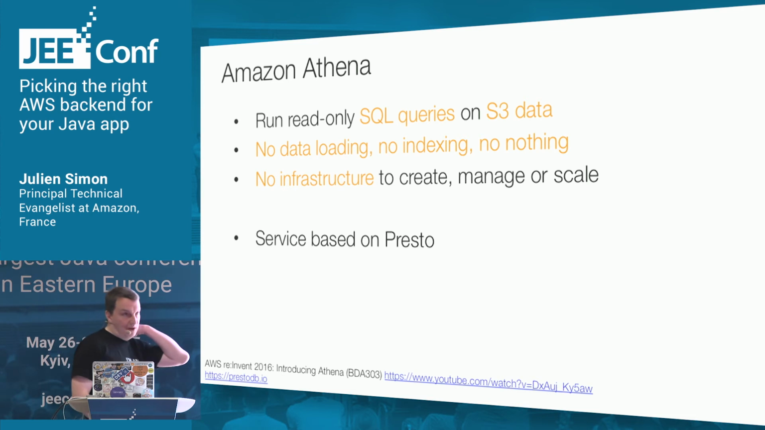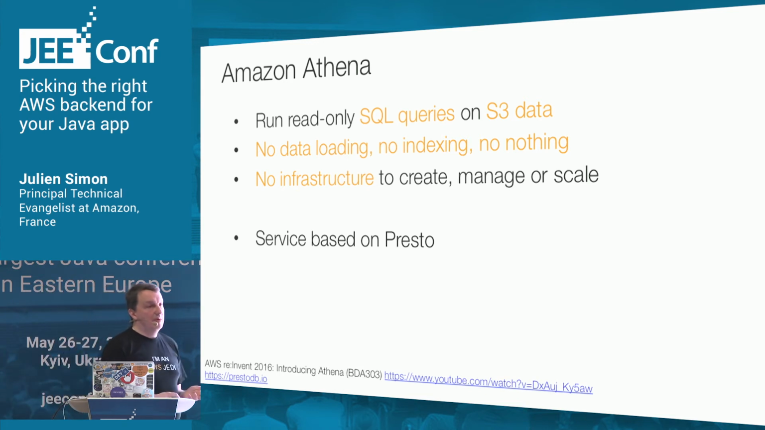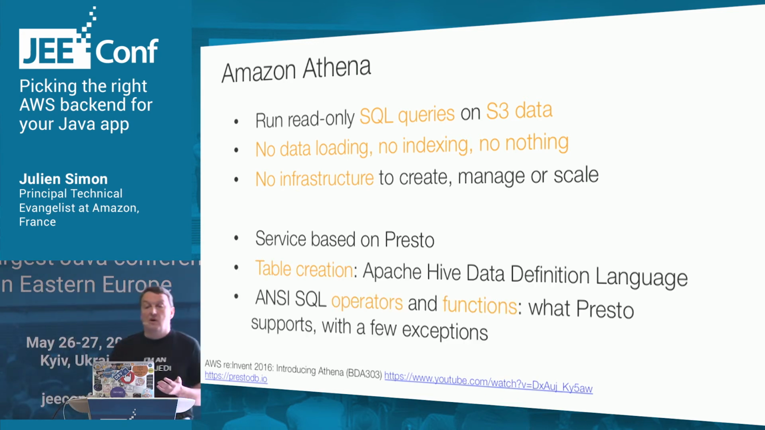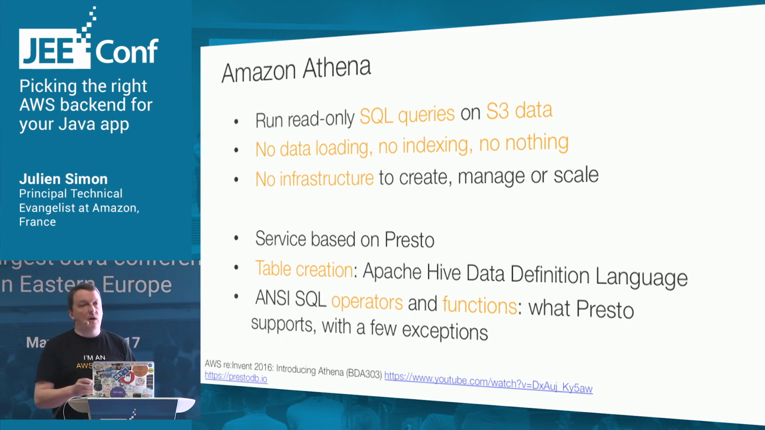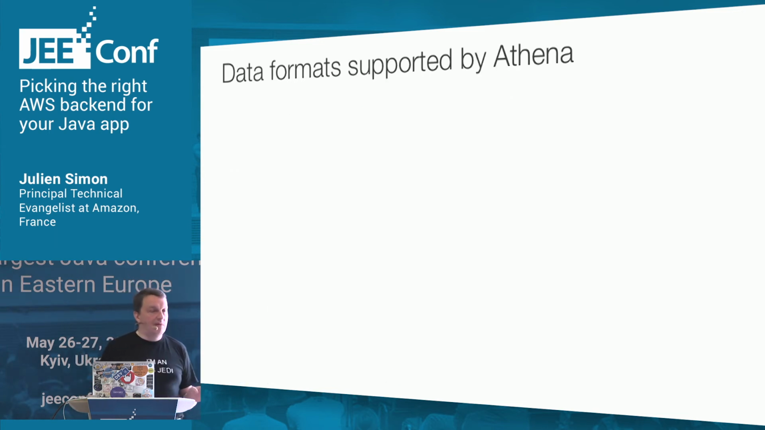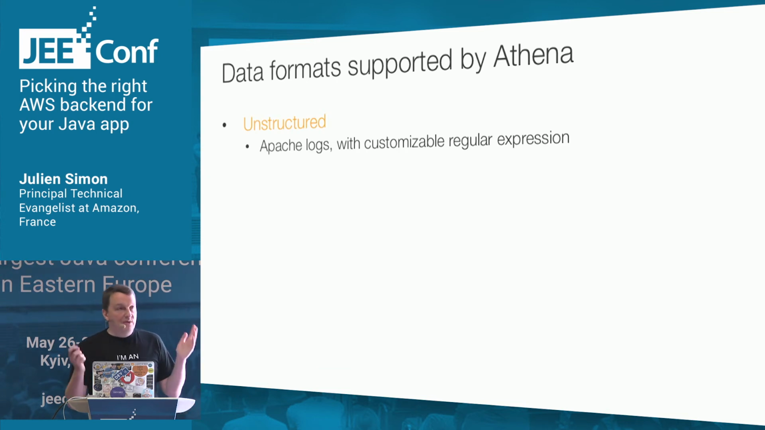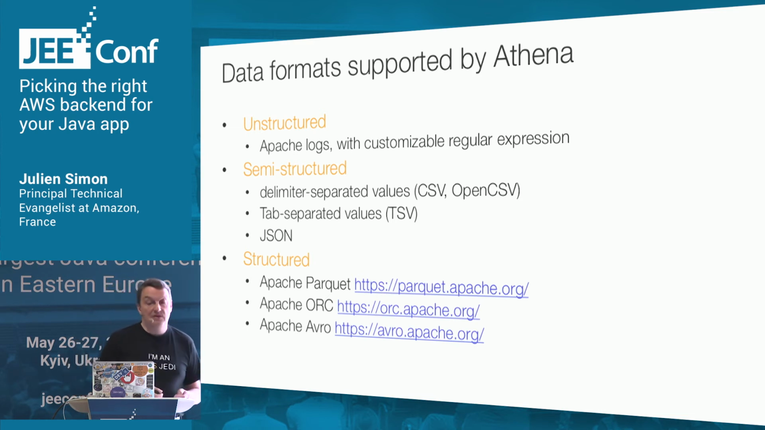And one of those is Athena. So Athena is a new service that we announced a few months ago, and it allows you to run read-only queries, so selects pretty much, on data that is stored in S3. So you could have petabytes of data in S3 in multiple formats, and you would query that data directly. You don't have to load it anywhere. So it's a huge time saver. No data loading, no indexing, nothing. And obviously no infrastructure to manage or scale. This is all done automatically by the service itself.